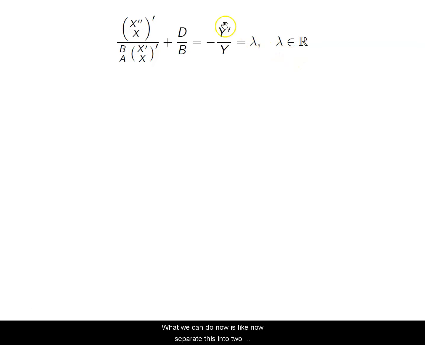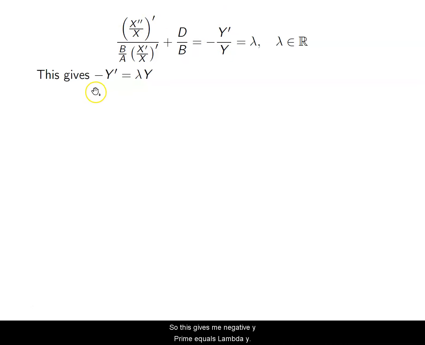What we can do now is separate this into two separate equations. One as a function of y only, negative y prime over y is lambda, and the other equation as this crazy thing equals lambda. The first one is easy to work with. We've talked about it a lot. We had a whole section on first order differential equations. This creates a first order differential equation for me. The second one is the one that we're going to work on.